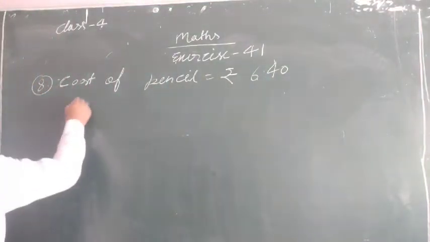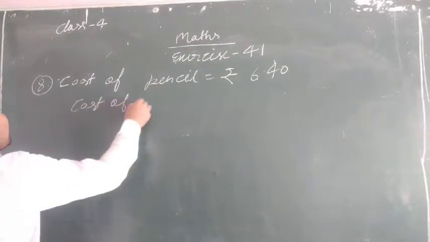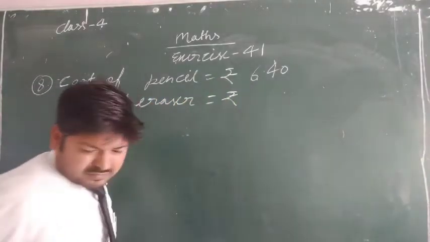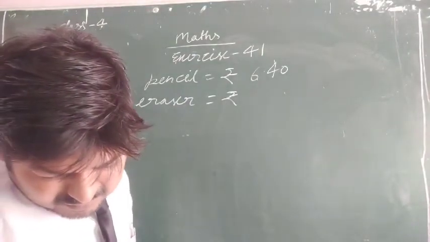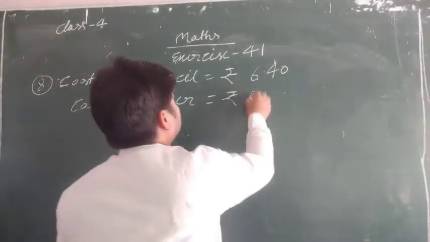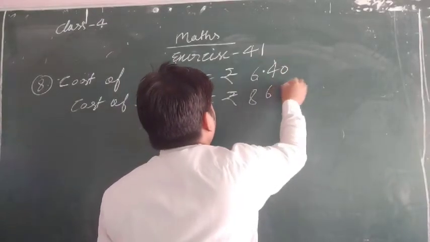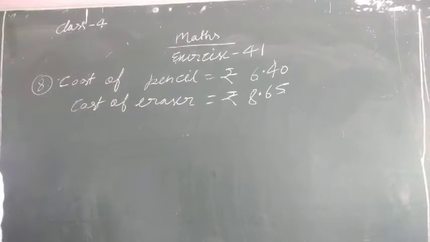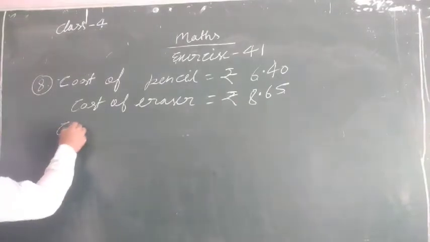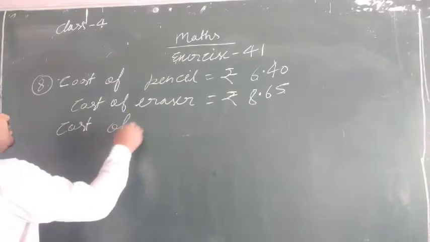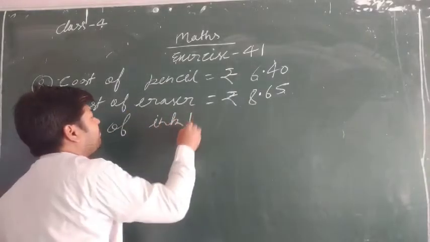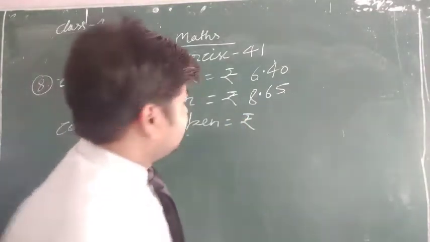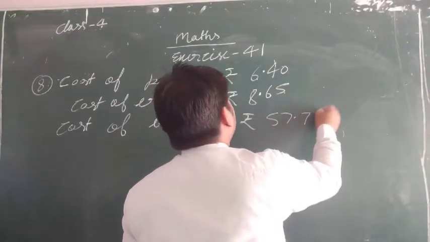Cost of eraser equal to rupees 8.65. Cost of ink pen. What is the cost of ink pen? Rupees 57.75.